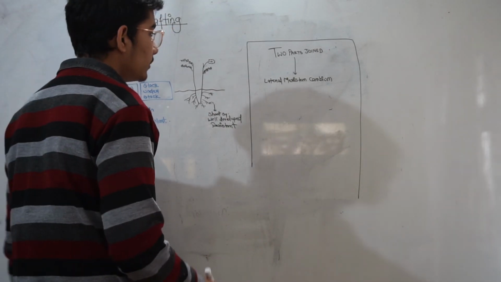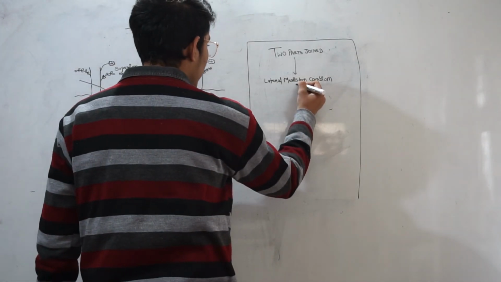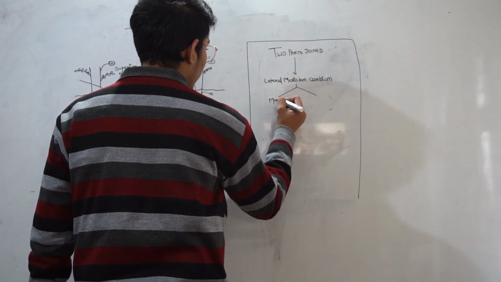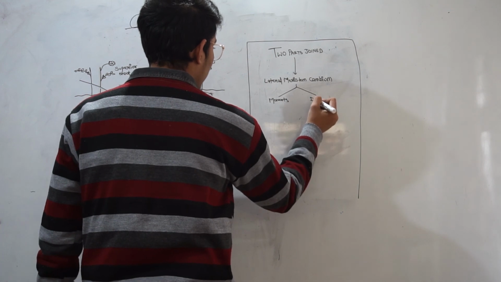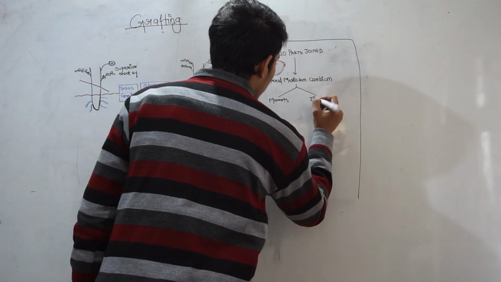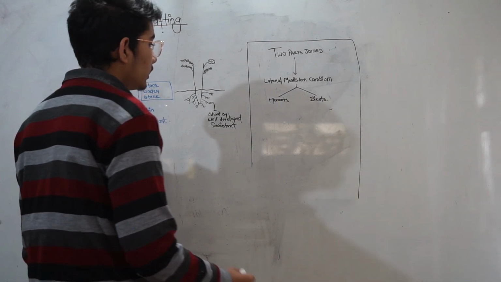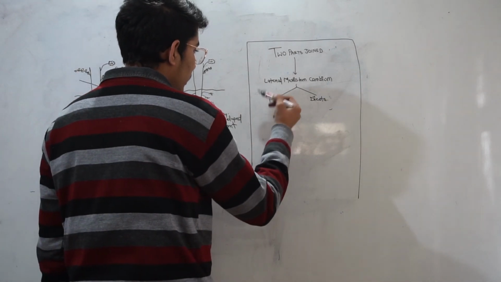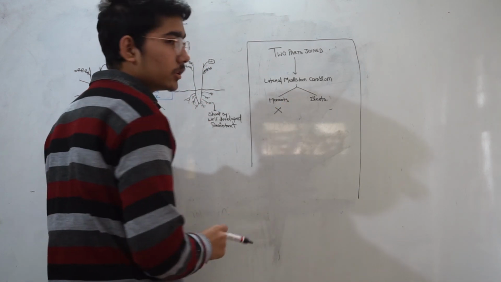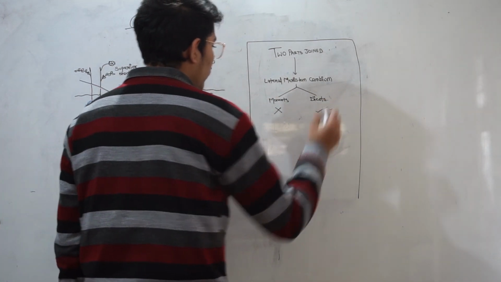This is also of two types. The lateral meristem cambium can be present in monocots as well as dicots. But here the lateral meristem cambium is not present in monocots. This is absent in monocots but present in dicots.